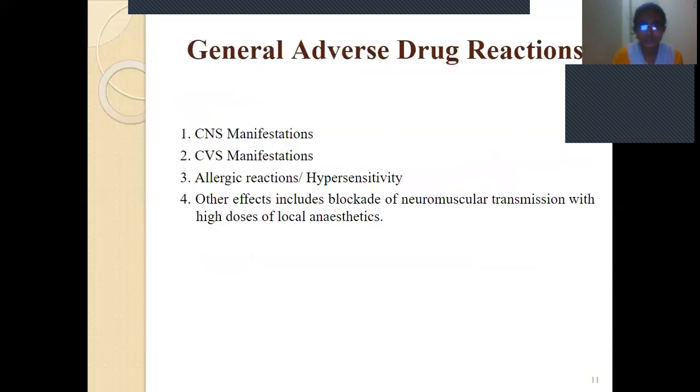So next, the general adverse drug reactions. First one is the CNS manifestation.